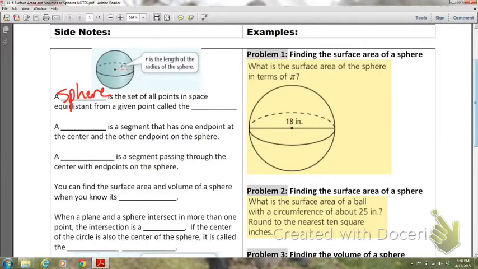is the set of all points in space that are equidistant from a given point called the center. It has a radius. Radius is a segment that has one endpoint at the center and the other endpoint on the sphere. And it has a diameter, which is a segment passing through the center with endpoints on the sphere. So the definitions of a sphere are very similar to the definitions of a circle. And you can find the surface area and volume of a sphere if you know its radius.